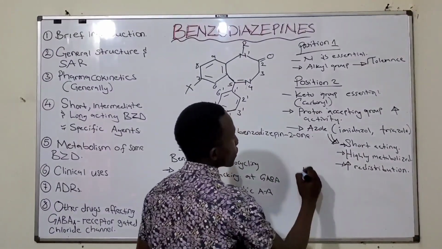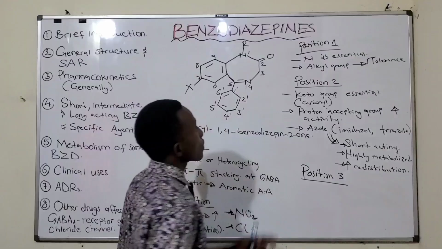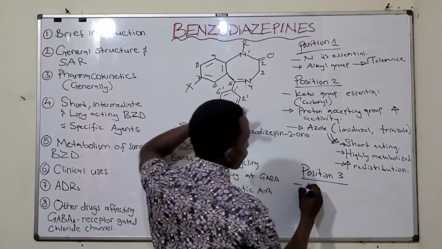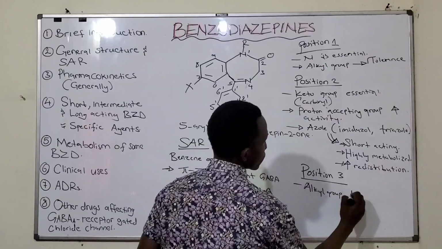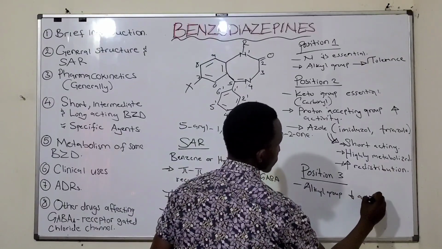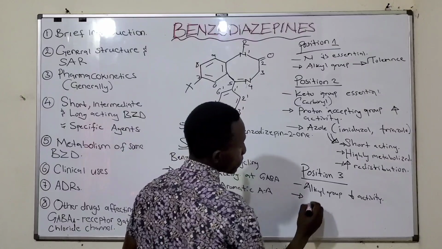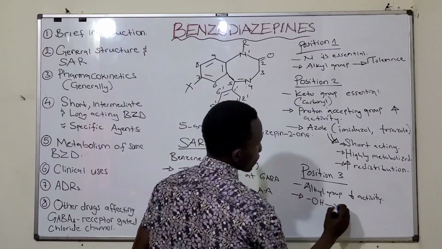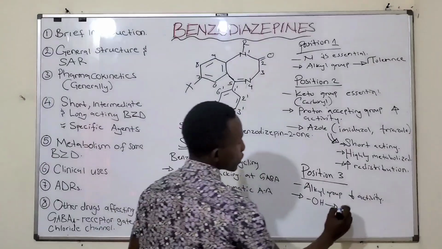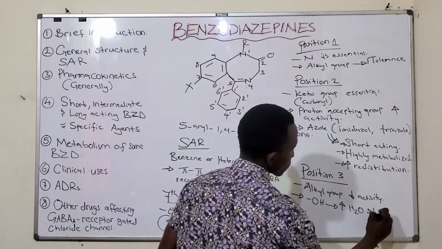When it comes to position 3, addition of an alkyl group decreases the activity. While addition of a hydroxyl group at this position does not affect the activity but increases the hydrophilicity of the drug, water solubility.